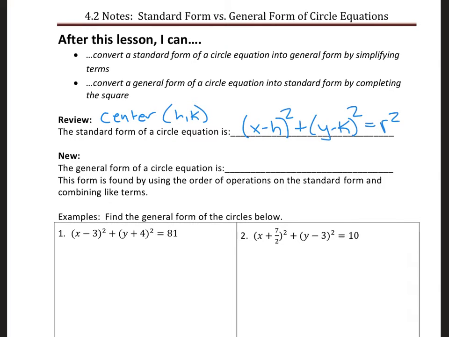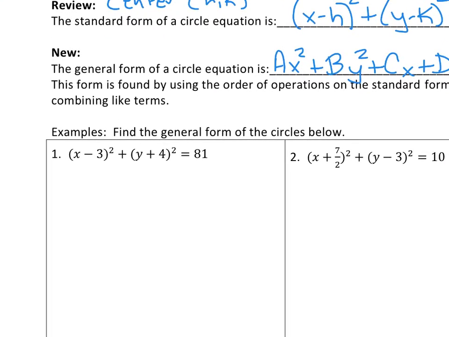And where we're really focused in this section is the general form. The general form looks like this. It's got a capital A for a coefficient: Ax squared plus By squared plus Cx plus Dy plus E, which is a constant, equal to 0. This would be what we would call the general form. So where does the general form come from?